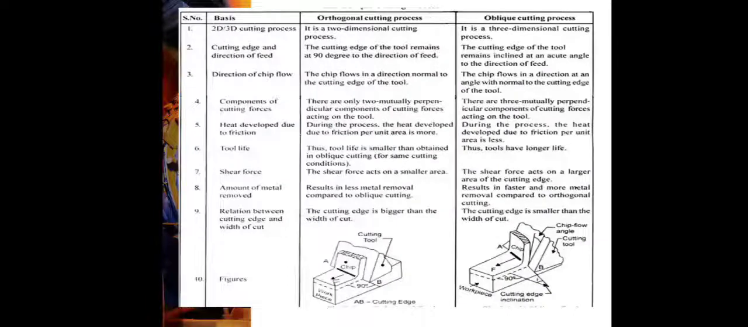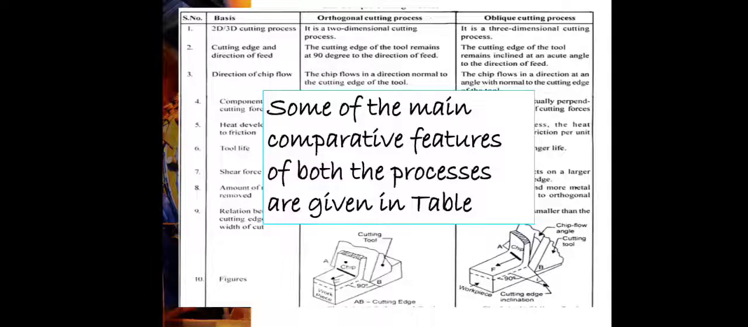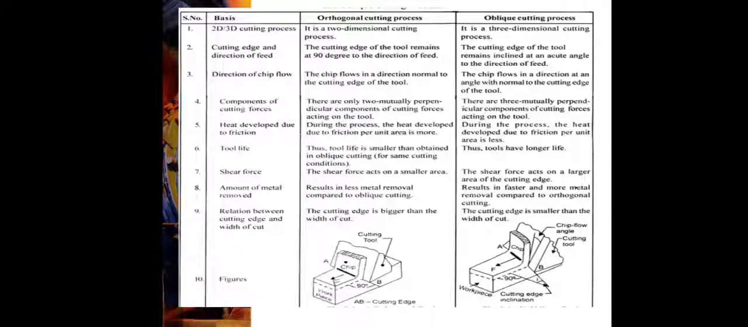And now, we will discover the difference between orthogonal and oblique. So, here are the bases, the 2D or the 3D cutting process. When we talk about the process in orthogonal, it is a two-dimensional cutting process, while in oblique, it is a three-dimensional cutting process. Orthogonal means the dimension of the cutting process is 2, while the oblique is 3.